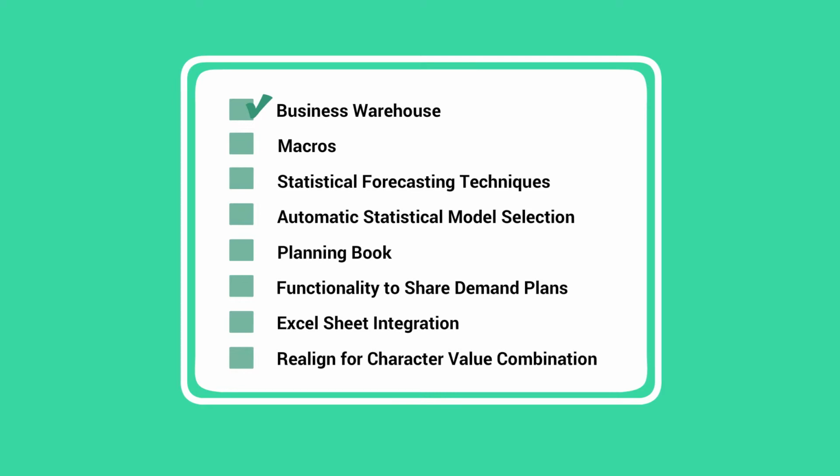The benefits of implementing SAP SCM for your business include a business warehouse, or BW, for reporting and storing historical and forecast data, macros to perform logical and arithmetic operations as required, statistical forecasting techniques, a feature to automatically select a statistical model based on the demand pattern, a planning book and data view for interactive planning, a functionality to share demand plans with customers and suppliers through collaborative planning, the ability to integrate with Excel sheets, the ability to realign for character value combination, CVC creation, which serves as a combination of characters that helps in streamlining the SCM.